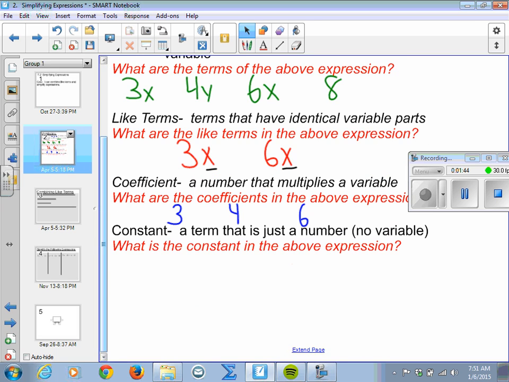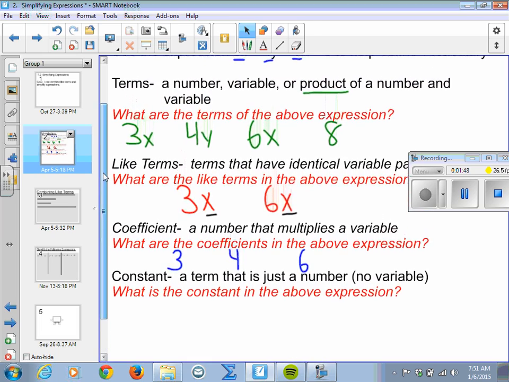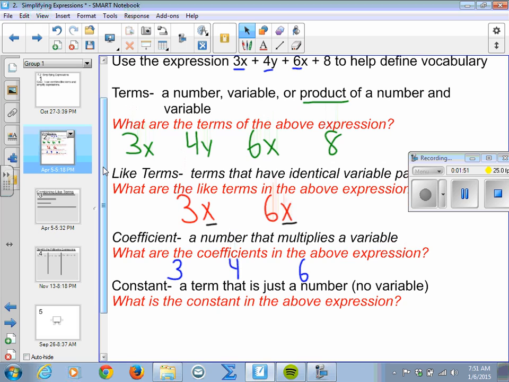Finally, we have a constant, which is just a number, no variable attached to it. So the only constant in that above expression is 8. There's no variable there, just 8.